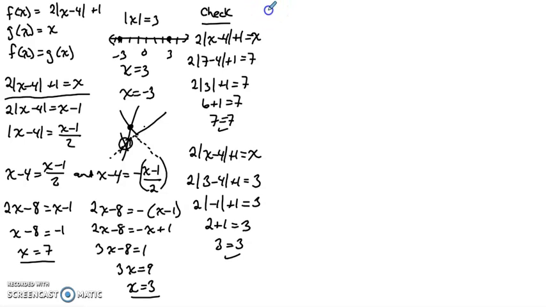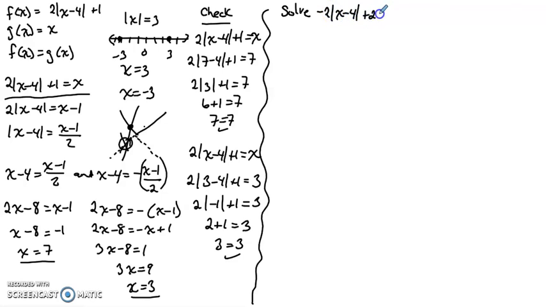Now let's look at an inequality. So we're talking about a greater than or a less than, or a greater than or equal to, or a less than or equal to. So let's solve this inequality: negative 2 times the absolute value of x minus 4, plus 2, is less than or equal to 4x. The same principles apply. We want to isolate this absolute value and then take the positive and the negative. There's one thing to notice when we're taking the positive and negative. So let's isolate our absolute value first.